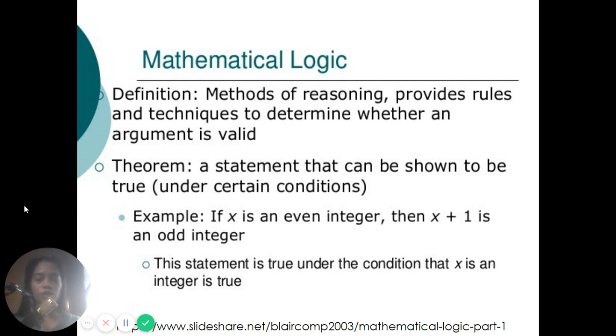Now, this statement is true under the condition that x is an even integer. Let's say if x is 2 and you add it to 1, you'll have 3, which is an odd integer. Another is, let's say, if x is 8, so 8 is an even integer and you are to add 1, it will give you 9, that is an odd integer.